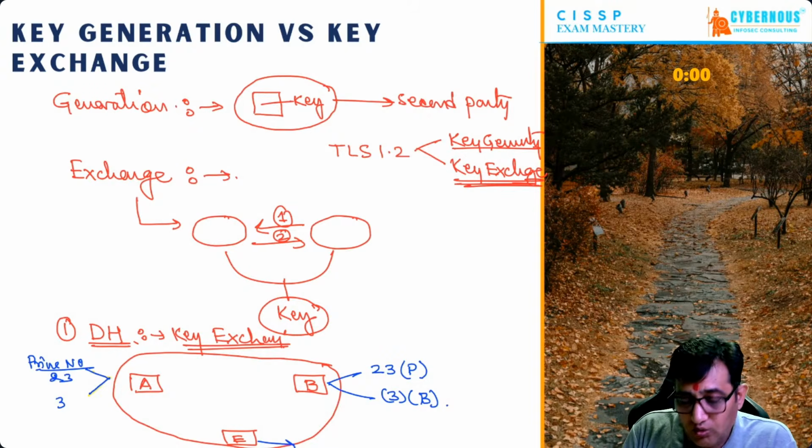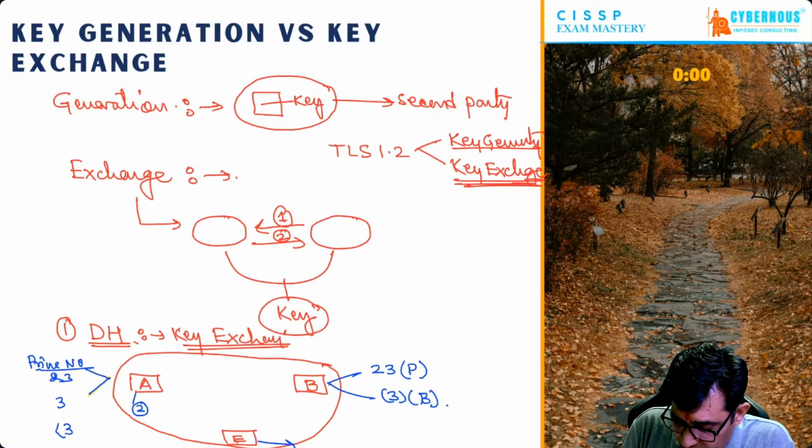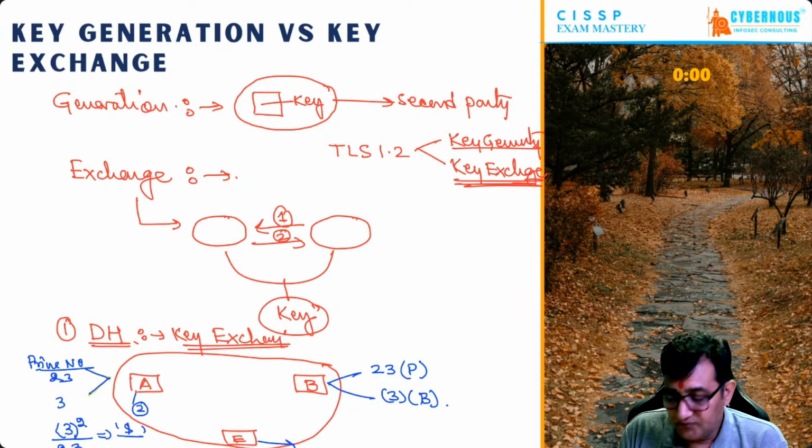When A wants to send a message to B, A will use a formula. She will think of any random number, let's say 2. Then she will take the base value, raise it to the power of 2, and divide it by 23, that means the prime number. The remainder that comes from here will become the message she has to send to the other party.